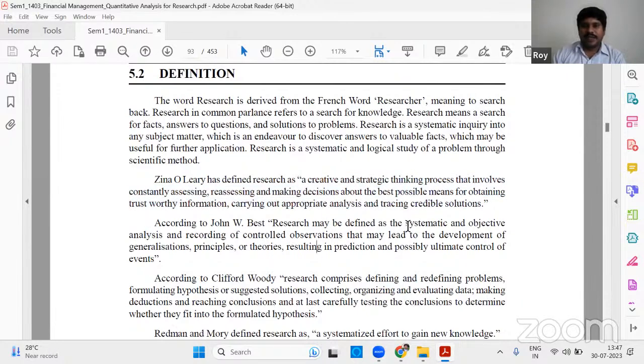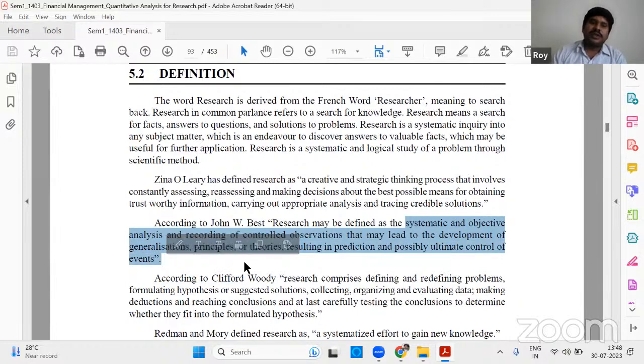Someone said it may be defined as a systematic and objective analysis and recording of controlled observation that may lead to the development of generalizations, principles, theories, resulting in prediction and possible ultimate control of events. See, unless we do the research in a systematic way, with systematic controlled observations, we cannot draw out good things. Where did these theories come from?